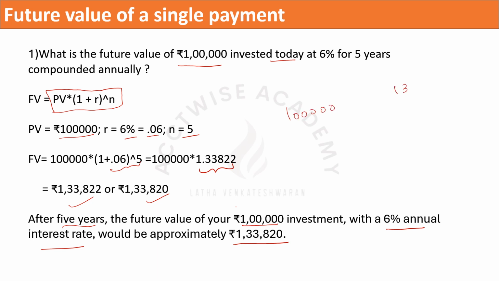So the initial investment was 1 lakh. It has grown to 1,33,820. So what does it mean? It is growing. So it means it is compounding.